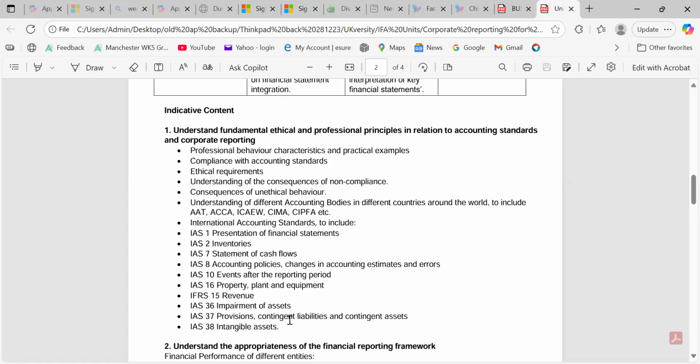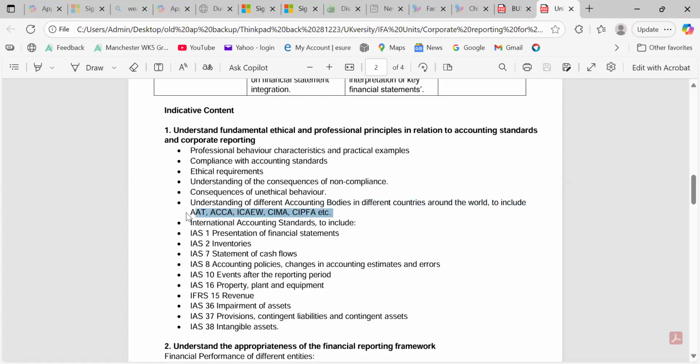Intangible assets, of course, include goodwill, impairment of goodwill, and internally generated goodwill, and how we can work out the value of the goodwill. So that will be the key, of course, for the different awarding bodies you are well aware of.